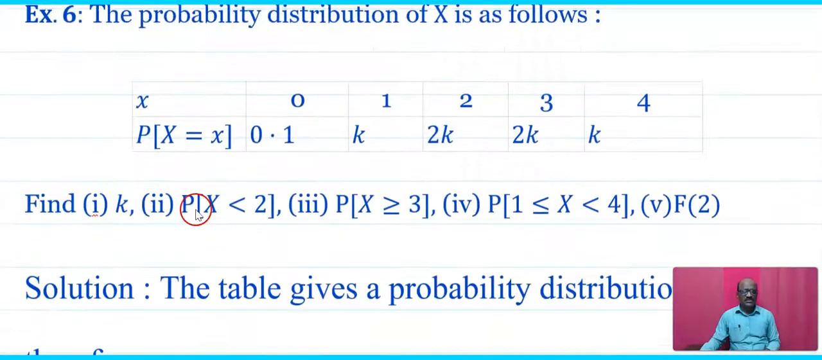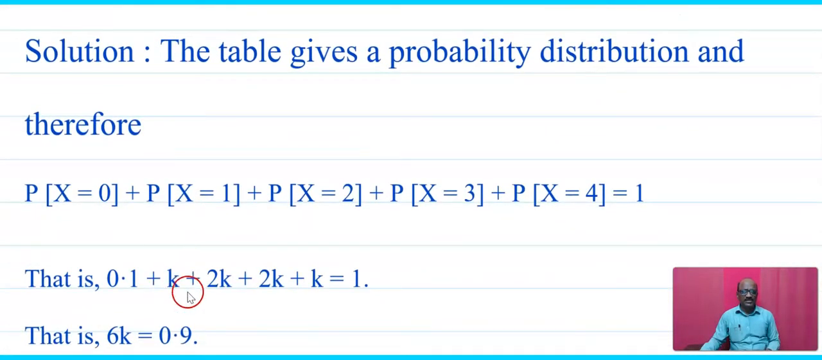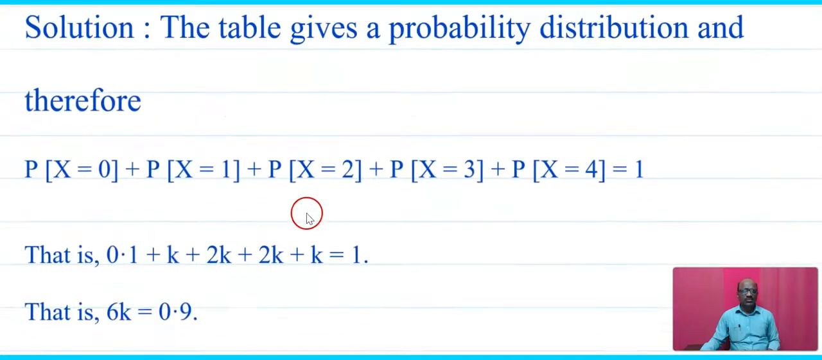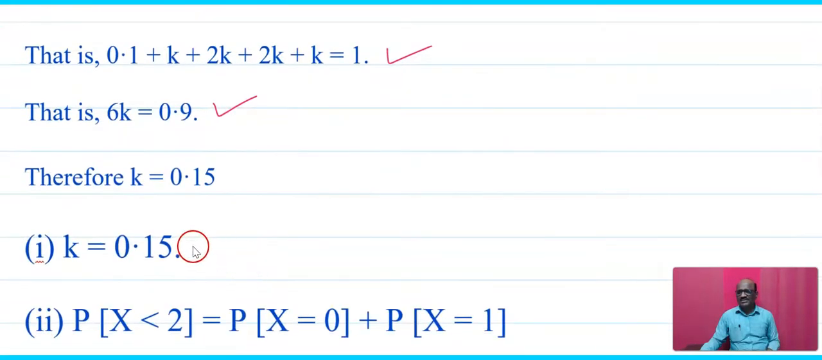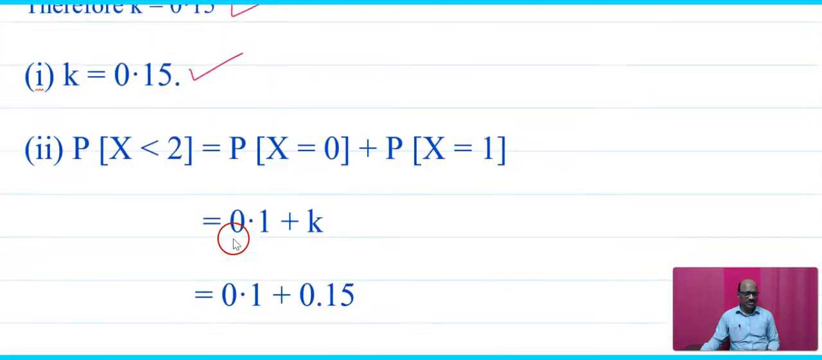Therefore, first is 0.1 plus K, next is 2K, next is also 2K, plus K, and the sum is 1. You will get 6K equals 0.9, and hence the value of K is 0.15.